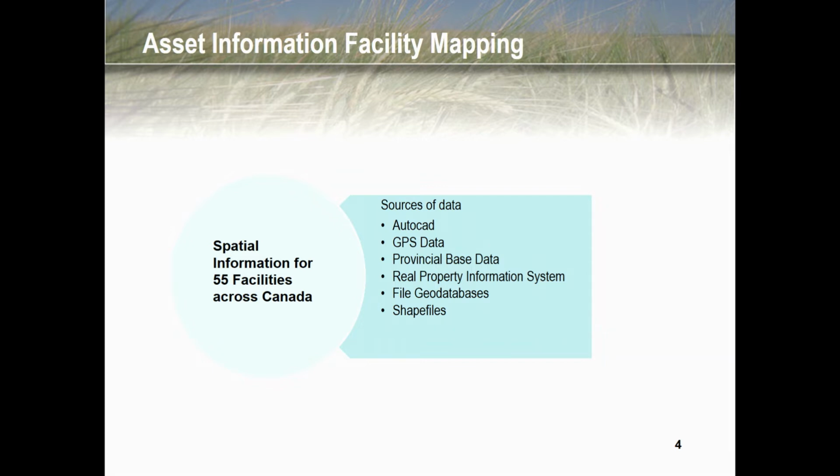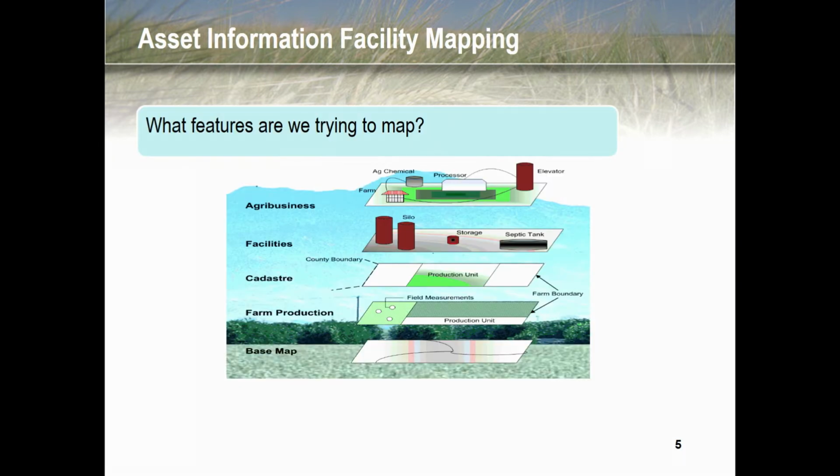ArcGIS and FME were used to harmonize the data from a variety of sources, including separate files in AutoCAD, GPS, provincial base data, and information systems with no geographic component to them, in shape files. So we talk about a research facility or a supporting research farm. From an agricultural perspective, what are we trying to map?